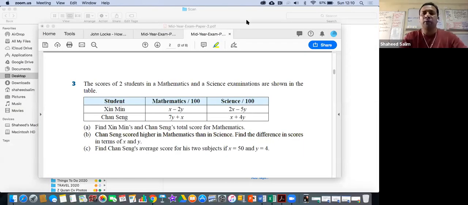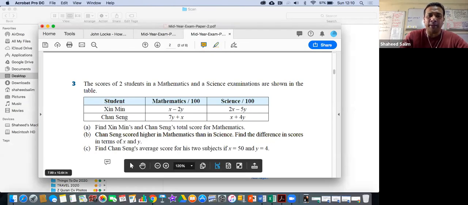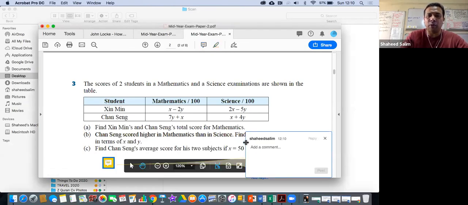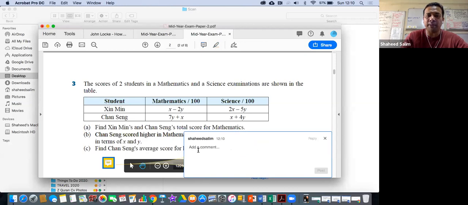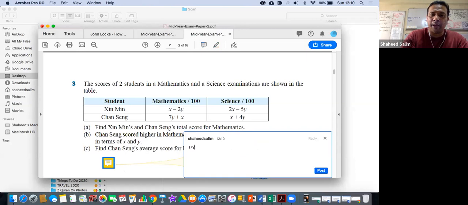So remember, the other day we went through. We are supposed to do something like this. We are looking at Changshen's score, he scored higher in maths than in science. So you must put the bracket like that. Remember, 7y plus x, then minus, but you must also have another bracket here, x plus 4y. If you don't have this, this is what happens.